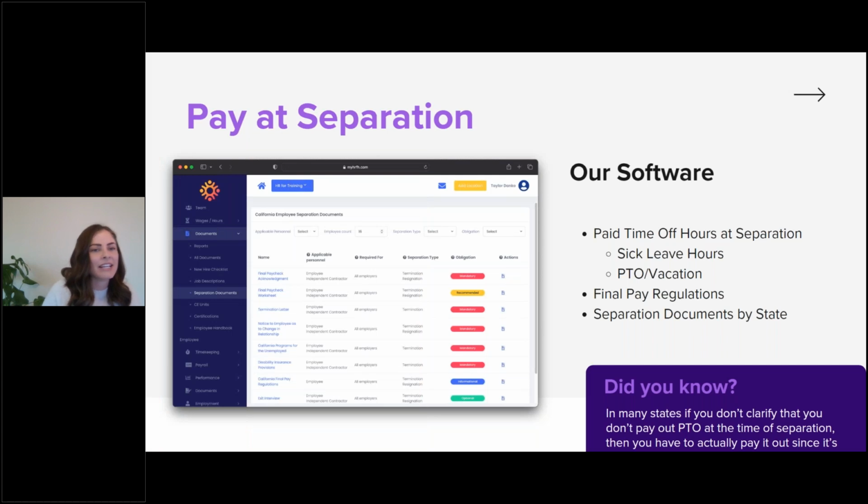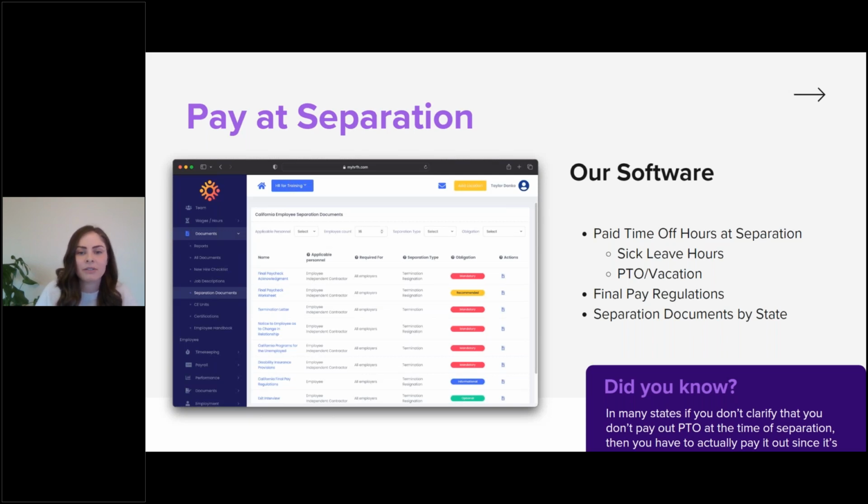The next one is pay at separation. This is always a hot topic because there's always emotions when an employee is leaving the practice. So you want to make sure that you're doing everything correctly. We do have a separation document checklist, if you will. It outlines all the documents that you need for your employees if they're leaving the practice.